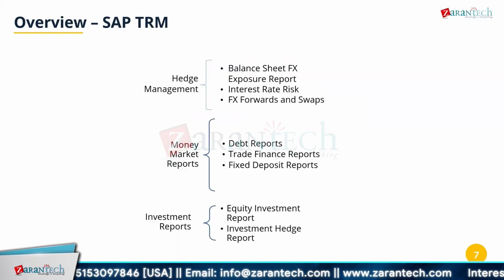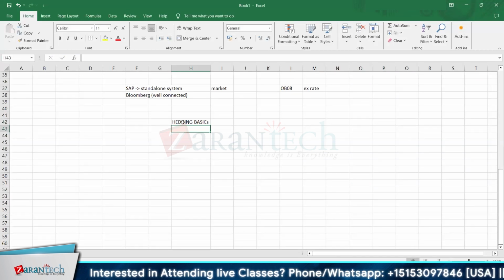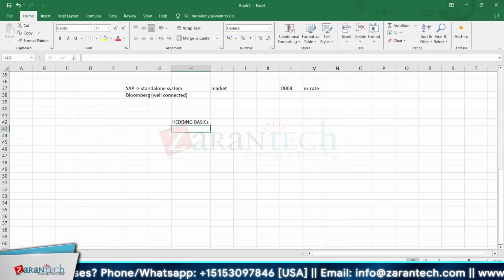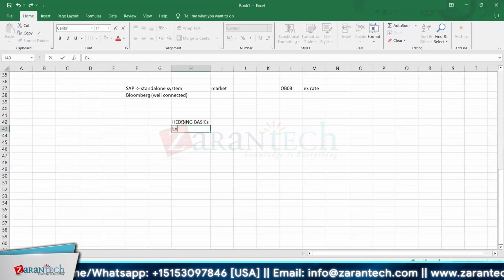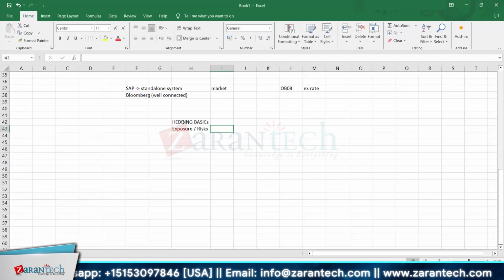Okay. Let's talk a little bit about hedge management and money market reports. Apart from the normal transaction manager, we have something called hedge management in SAP Treasury, where we can hedge against your exposure. Basically, hedging is all about how much you are protecting yourself against different types of risks, right? Before we talk about hedging, let's talk a little bit about the exposure or risk that you have. When I say exposure or risks, it actually means how.